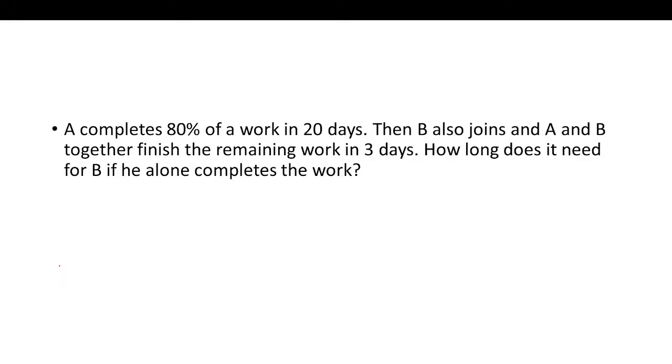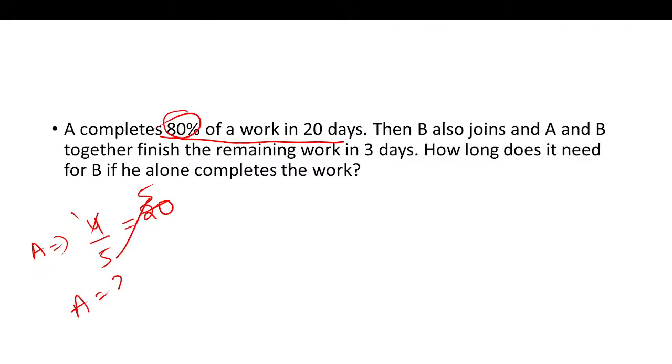Ready? A completes 80 percent of the work in 20 days. A is completing 80 percent of the work. 80 percent is nothing but 4 by 5 of the work. 4 by 5 of the work can be completed in 20 days. That means in how many days is A completing the total work? In 25 days, A is completing the total work. Okay.